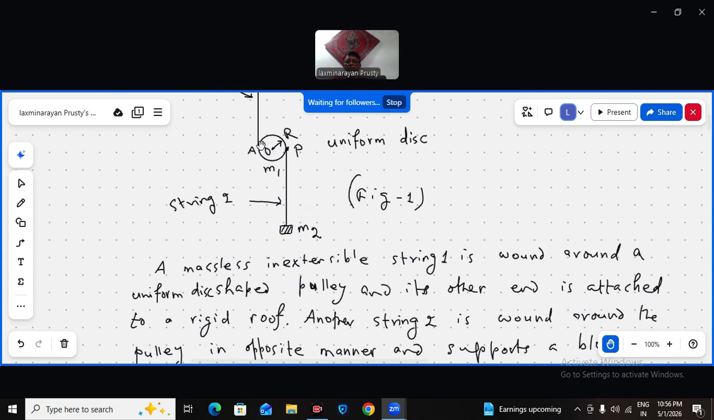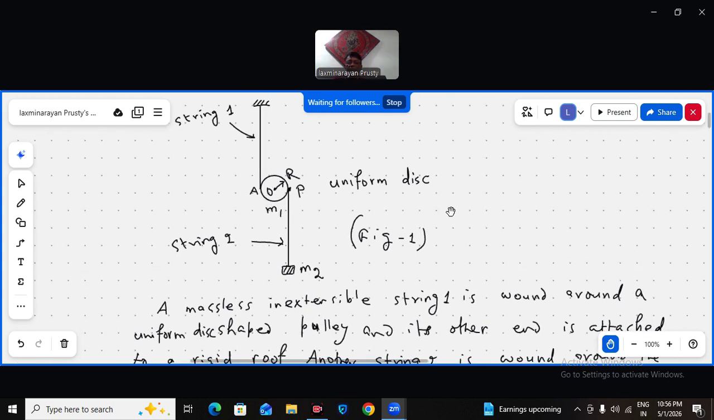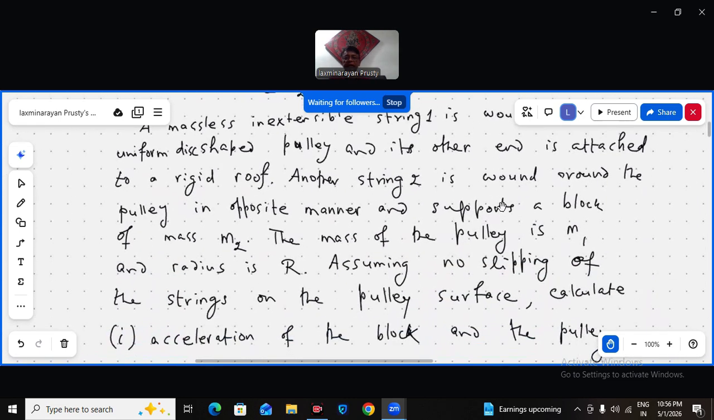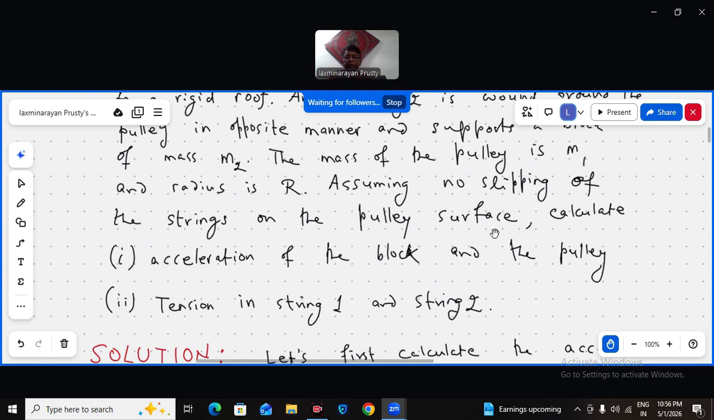So this will unwind because we pull down. This string will unwind, this mass will come down, and the disc also will come down along string 1. So what is the question?